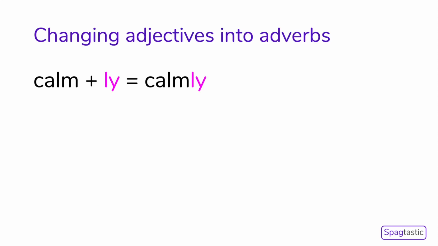If we look at the adjective calm, we can simply add the suffix ly to change it into the adverb calmly. The root word calm has stayed exactly the same. Here is another example. If we look at the adjective kind, we can add the suffix ly to change it into the adverb kindly. Again, the root word has stayed exactly the same.